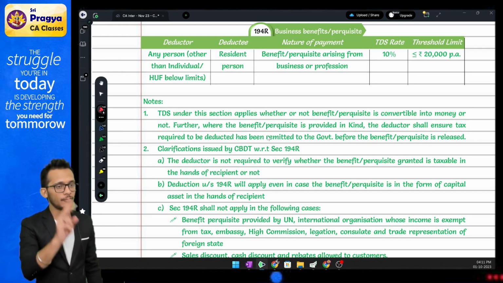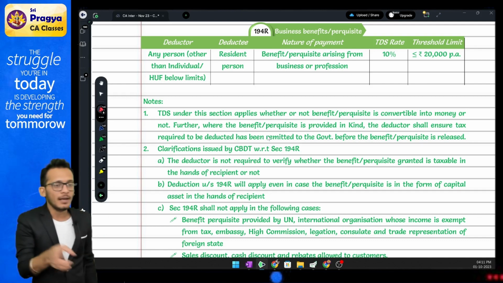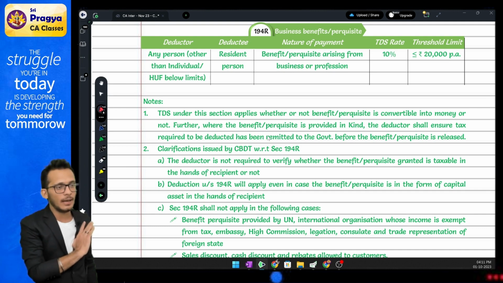But the threshold is 20,000 rupees, which means if the benefit goes above 20,000, TDS happens on the whole payment. If the benefit is less than 20,000, TDS will not happen on any payment.